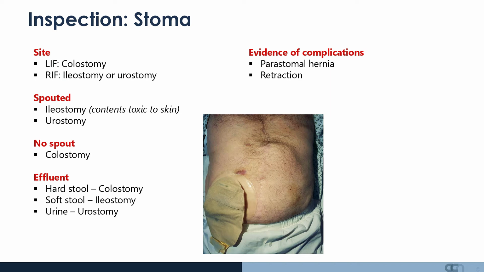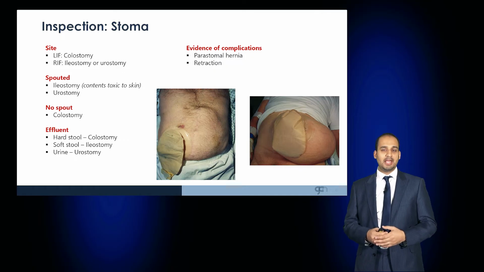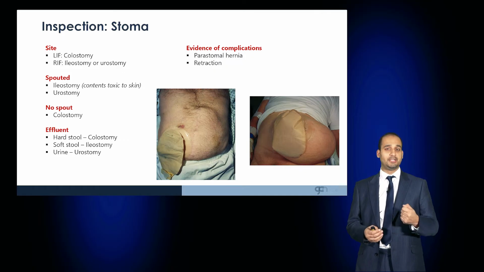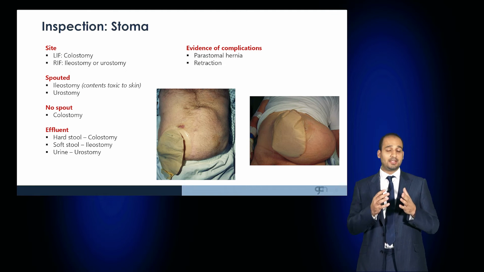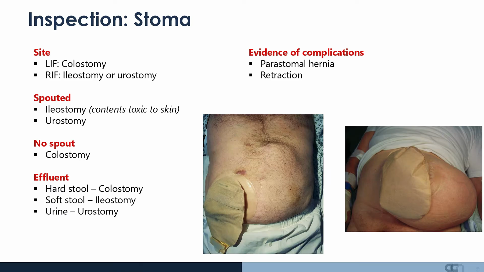If there's no spout and the stoma is flush with the skin, then that's likely to be a colostomy, and the effluent is likely to be formed or hard stool. It's important to look for any complications, in particular whether the stoma has retracted or whether the creation of the stoma has led to a hernia, and here is an example of a large parastomal hernia as a complication.